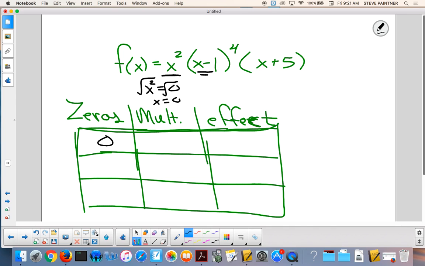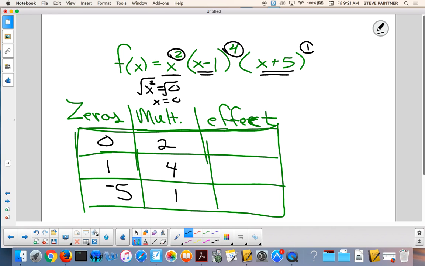When is x minus 1, 0? When x is 1. When is x plus 5, 0? Negative 5. Got it. The multiplicity is just the power of the factor. What's the power of this factor? 2, 4, 1. 2, 4, 1.